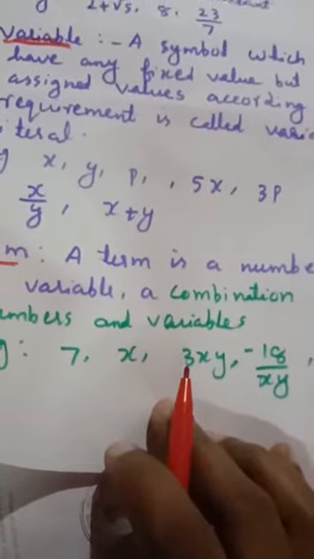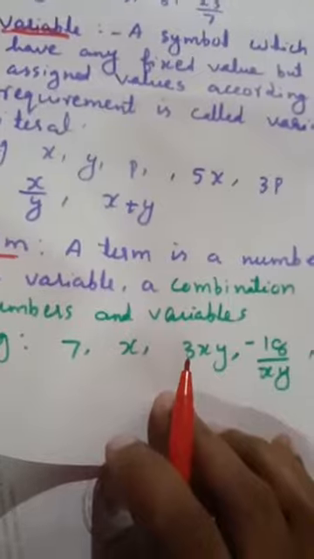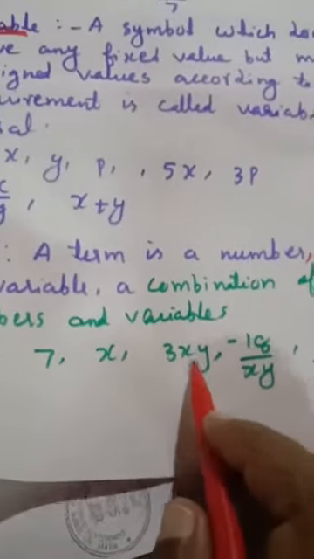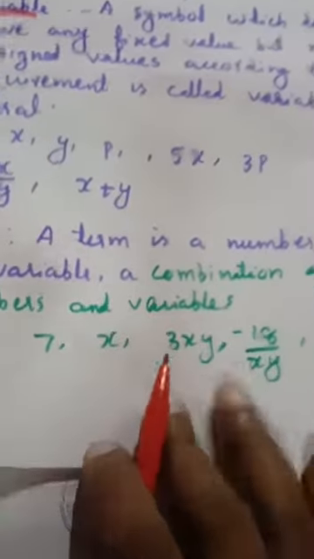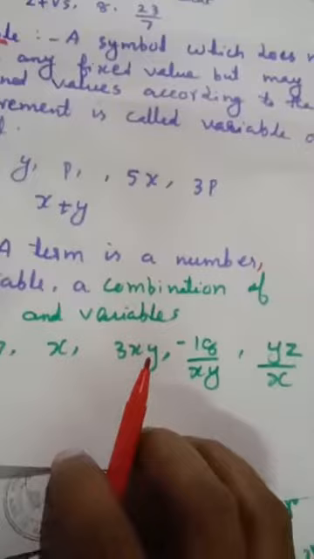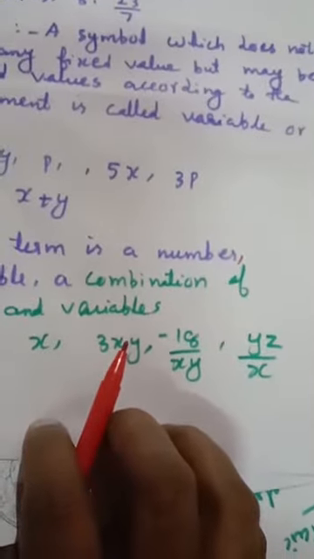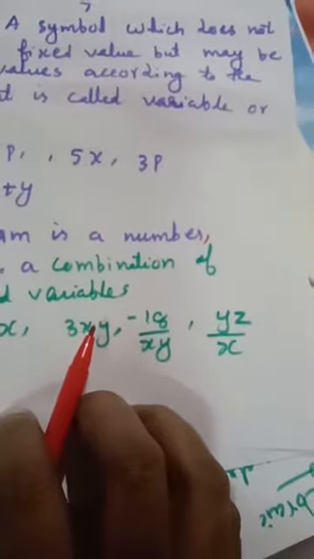So a term may be a constant, a variable, or a combination of constants and variables. 3xy: 3 is a constant, x and y are variables, so this is a term. Negative 18 by xy is also a term. Then yz by x. These are examples of terms.